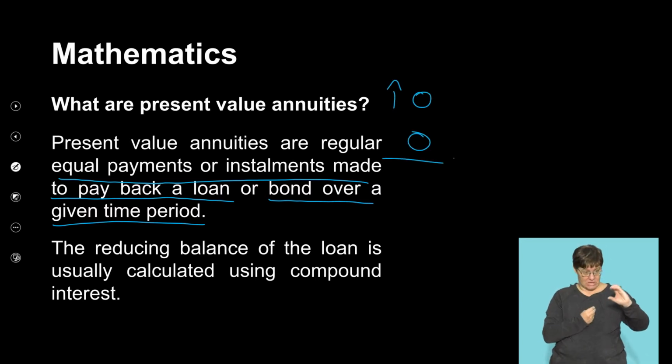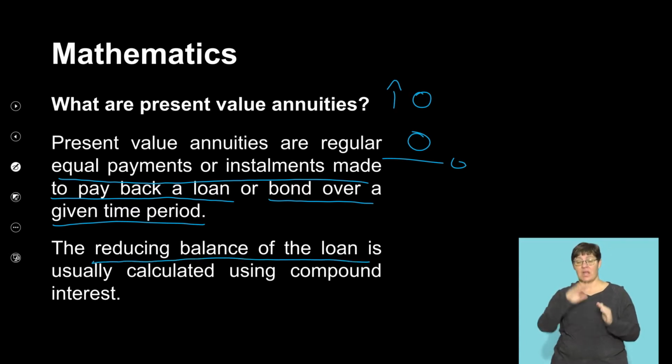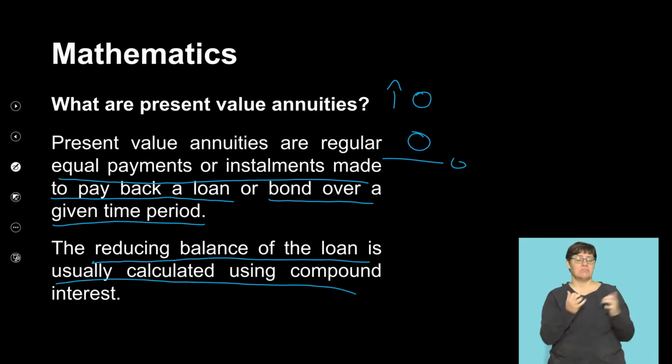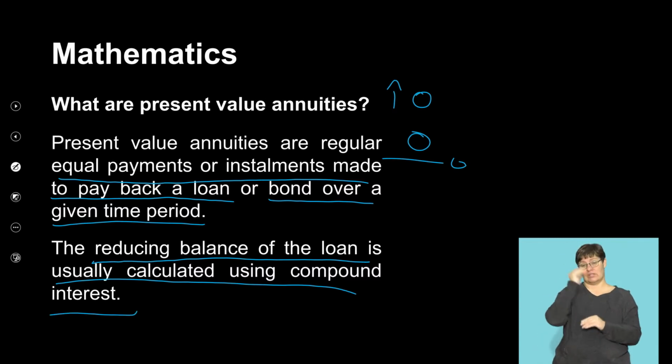In the bank, so your balance must be 0. Then you know that you would have completed your loan. Then the reducing balance of the loan is usually calculated using compound interest.